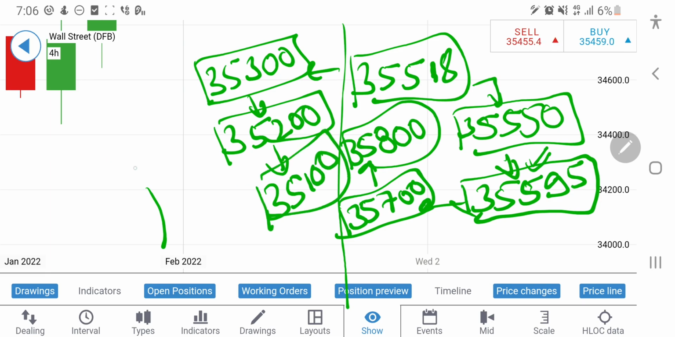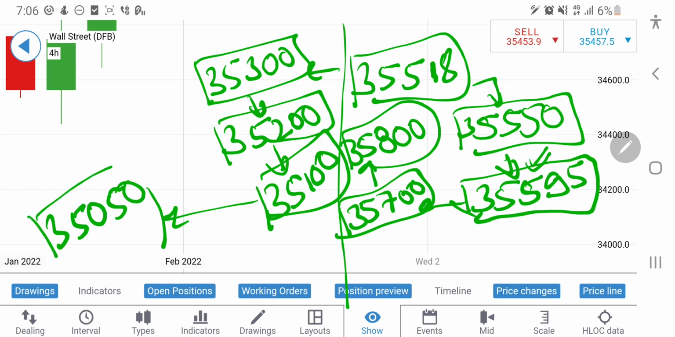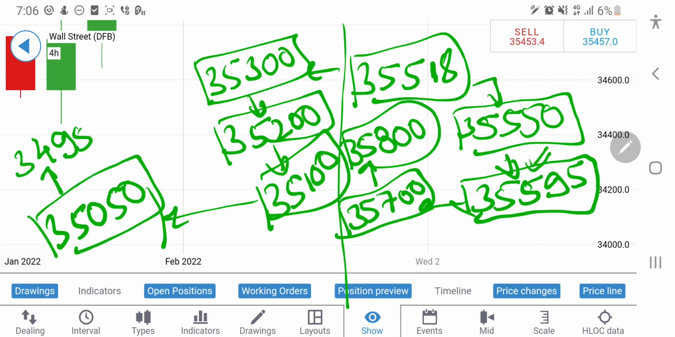This is US30 for you. It can trade and drop any which way, but yes, then 35,050 and 34,950. So yes, it can break today. It is possible, but a good level to go short should be at around 35,600.